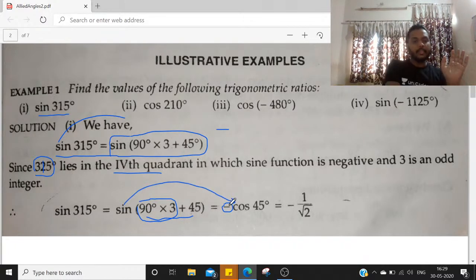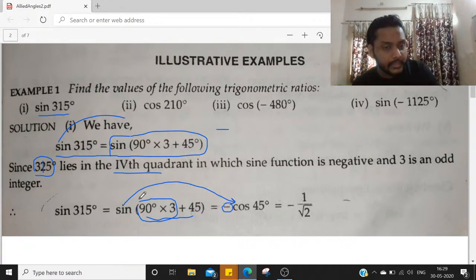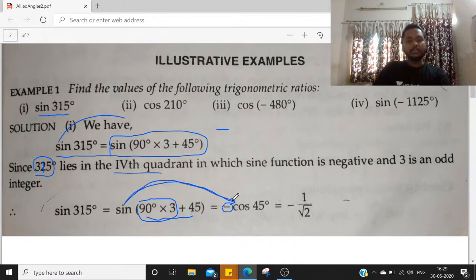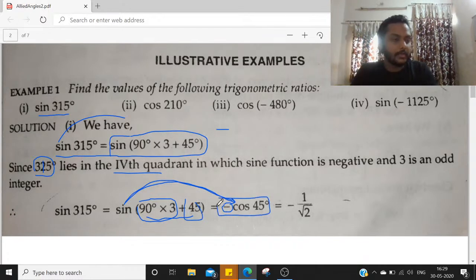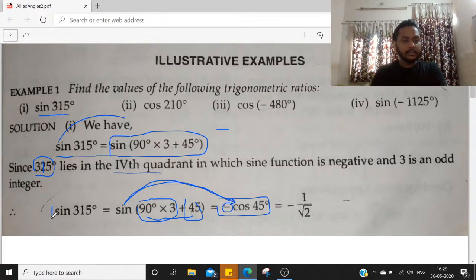Everyone out there, sorted. I have sine of 90 times 3. When I'm saying 90 times 3, it means I'm going to have the odd multiple of 90, and that is why I will be changing my sine to cos. When I changed my sine to cos, now I have this plus 45, so it will be minus cos 45. Is that clear to you guys? So sine 315 degree can be written as minus cos 45.